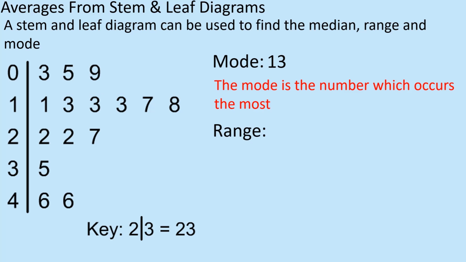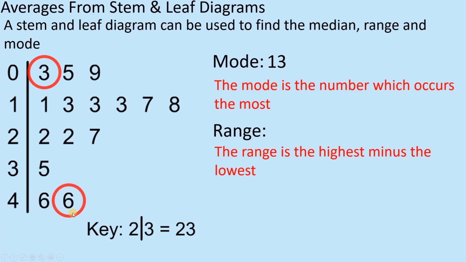The range, well, that's the difference between your smallest and your biggest. So your smallest is 3 there, and your biggest is 46. So 46 takeaway 3 is going to give you 43. All right, so that's my range.